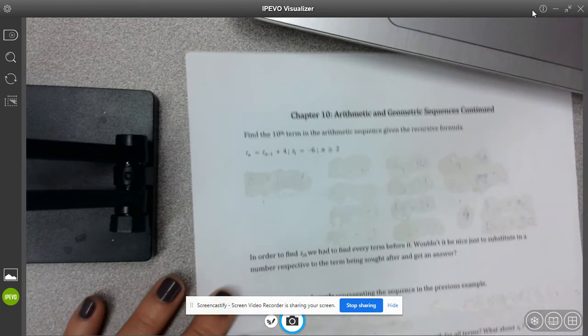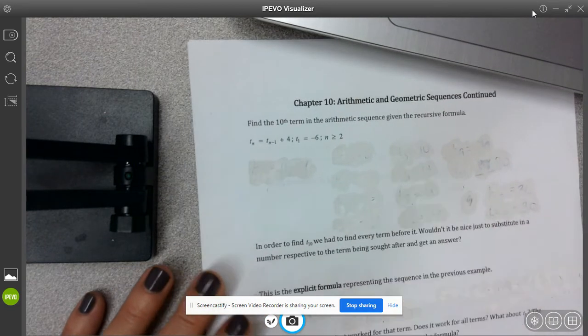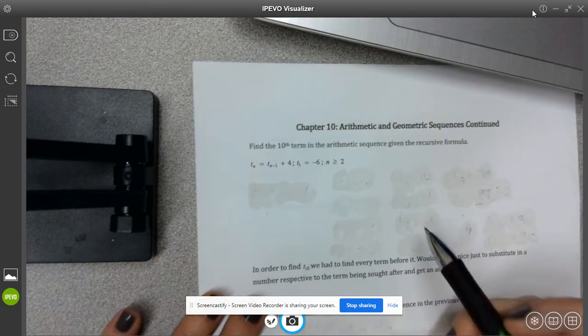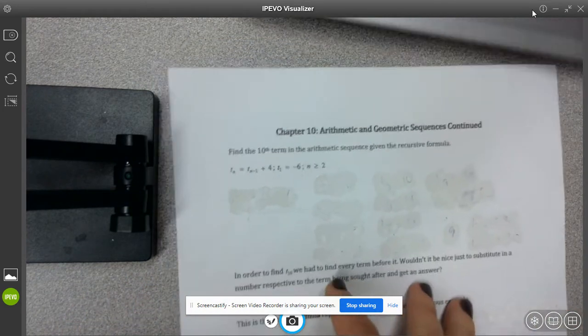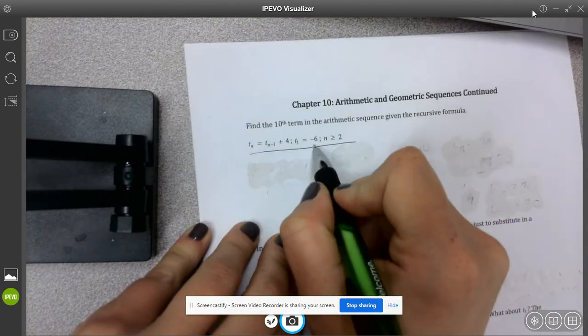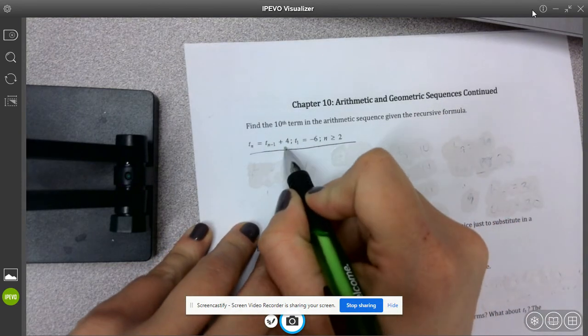We are in sequences and series. Don't mind this. I had to white it out because I made a video and there's a few errors. So let's talk about sequences. We have a recursive formula. We're starting out with -6 and we add 4 every time.